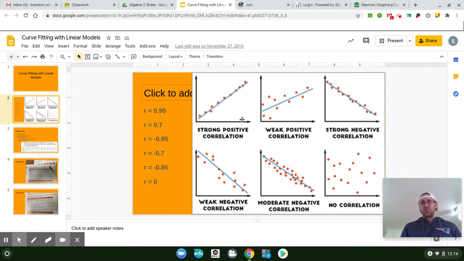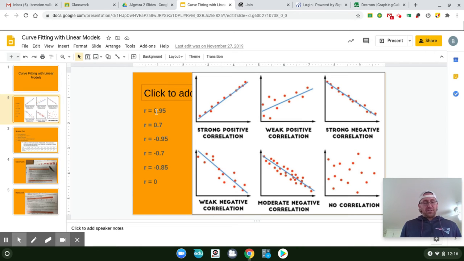Okay, so if you look at this one or this one, whether it's positive or negative depends on which way the points are going, like a positive slope or a negative slope. Okay, this is a weak positive. It still goes up and to the right, but all the points are not as close together. Same with a weak negative. It's going up and to the left, and the points are not really close together.